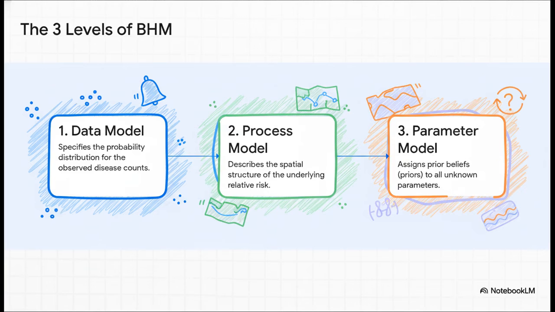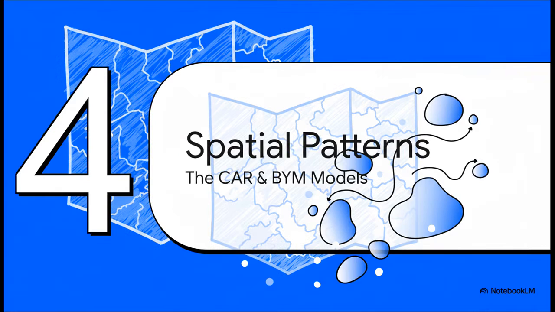And finally, level 3 is the parameter model. This is where we plug in our priors, our initial beliefs about all the unknown pieces of the puzzle. This layered structure is what's so brilliant because it lets information flow up and down the hierarchy and, crucially, between neighboring areas. Okay, so let's get into the real engine room of these models.